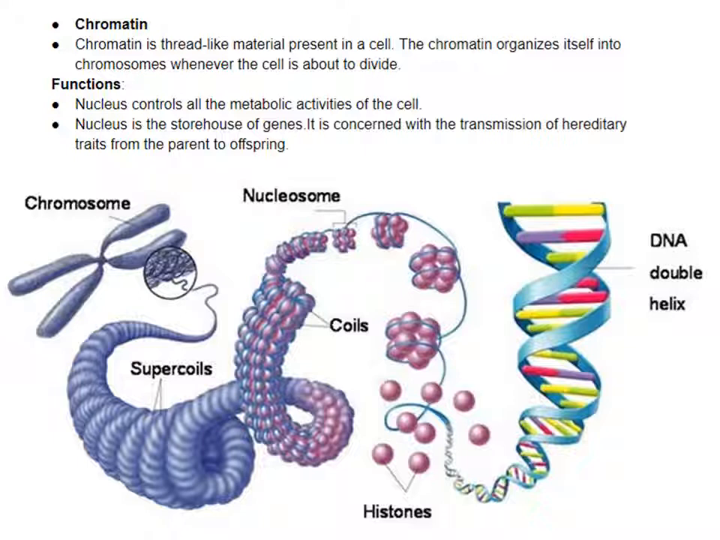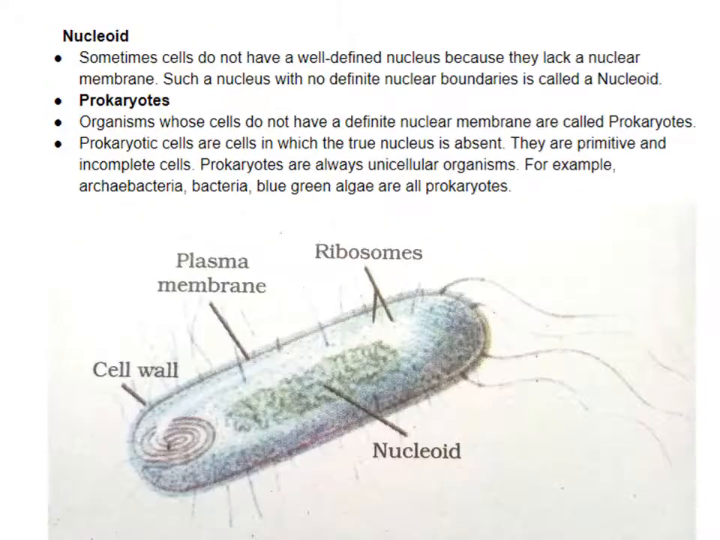Now what are the important functions performed by the nucleus? The nucleus controls all the metabolic activities of the cell. It is also the storehouse of genes, which is concerned with the transmission of hereditary information from one generation into another. Here, dear students, you can see the chromosome. If we open up a chromosome, this is how the structure appears to be. There are histones, which are the packaging proteins, and the double helical structure of DNA.